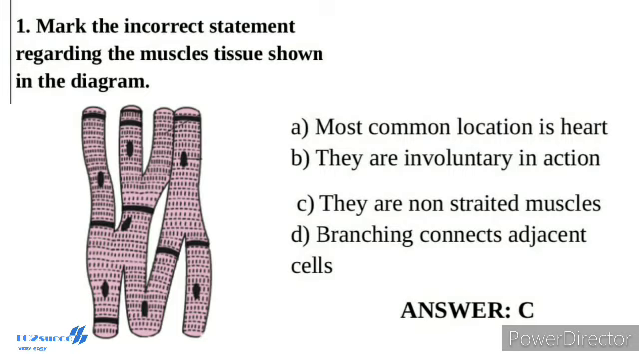Cell junctions fuse the plasma membranes of cardiac muscle cells and make them stick together. Communication junctions at some fusion points allow the cells to contract as a unit. When one cell receives a signal to contract, its neighbors are also stimulated to contract. So the incorrect statement is option C: they are non-striated muscles.